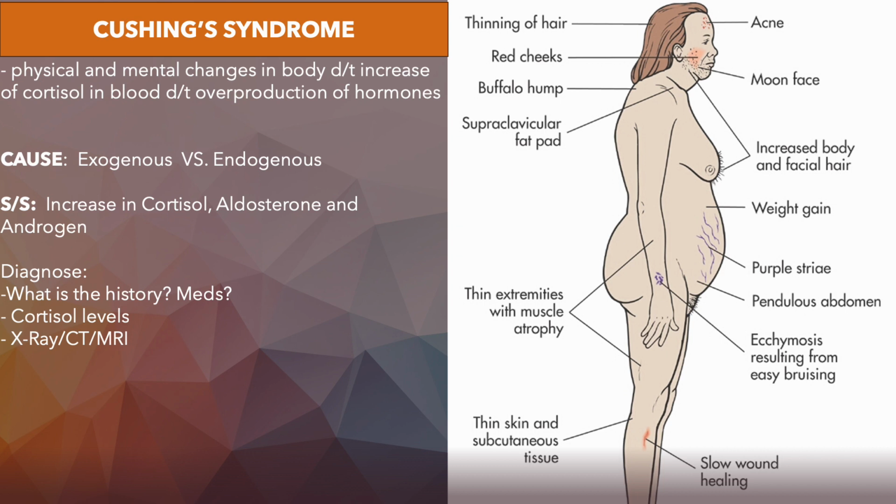Impaired cortisol will also lead to high blood sugars. So patients will start having signs of diabetes. So they're going to have the 3 Ps: polydipsia, polyphagia, and polyuria.